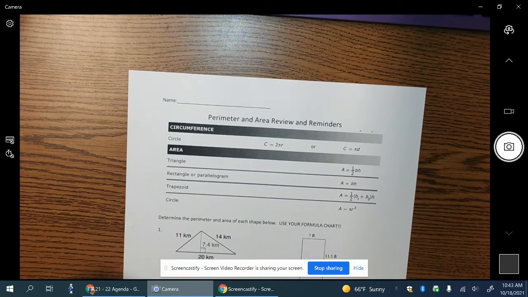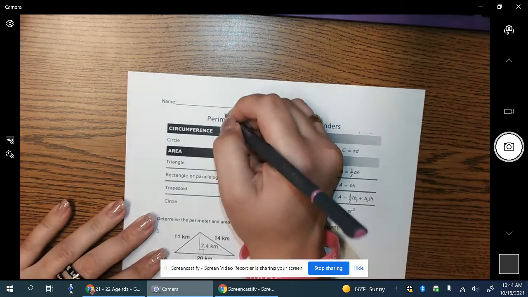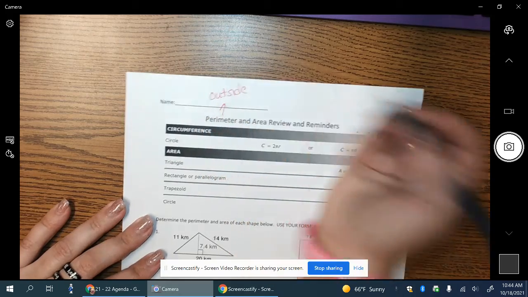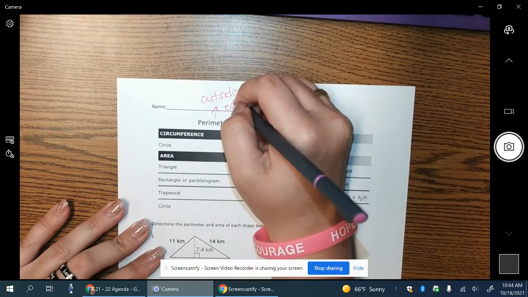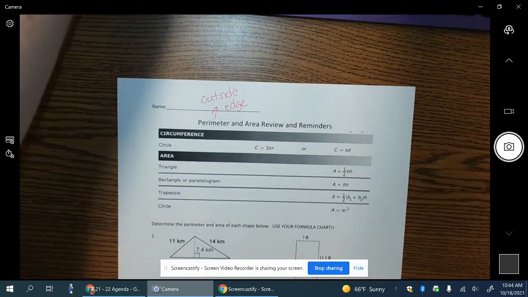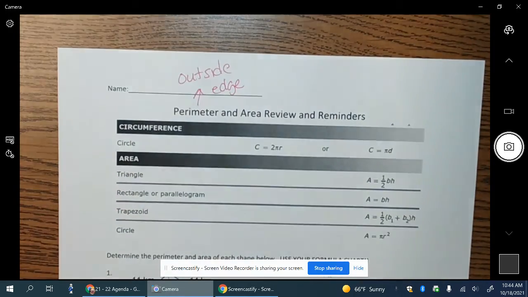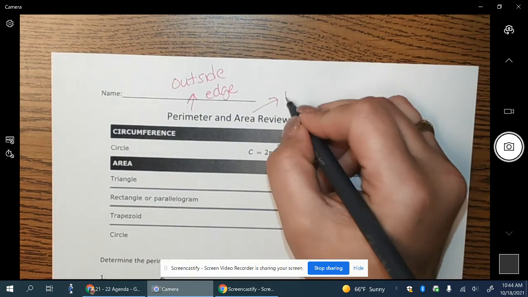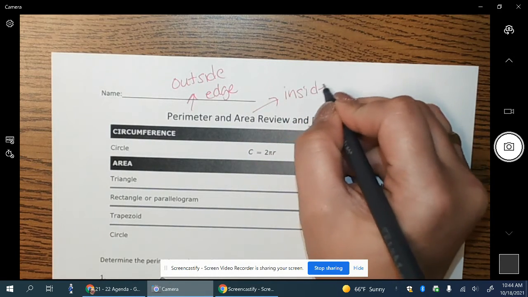It's perimeter and area. What does perimeter mean? You're adding, and where is perimeter? The outside. Okay, perimeter's the outside. Or maybe the edge. If I'm talking about putting up a fence, that's perimeter. If I'm sewing something around the outside, that is the edge. Okay? And then area is inside.